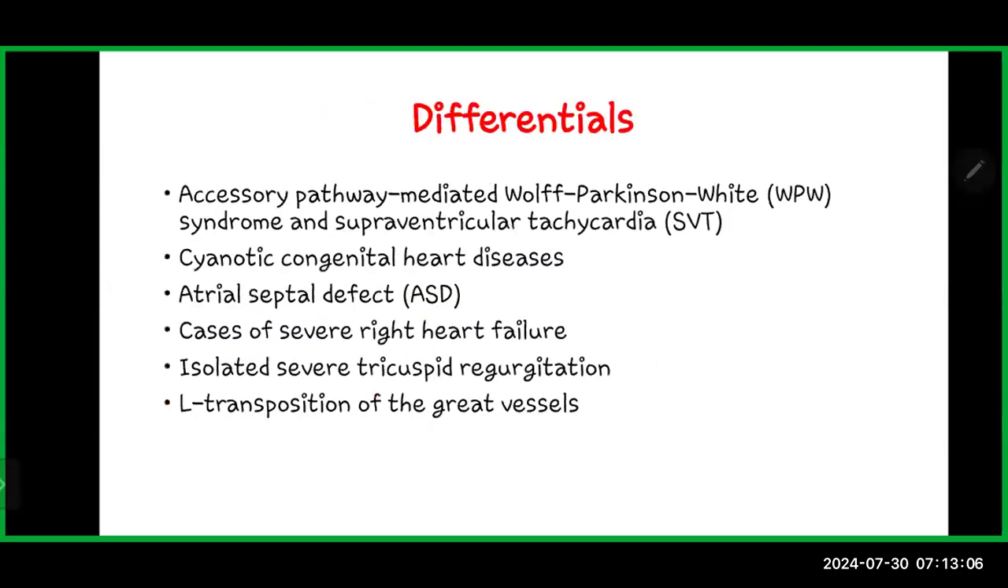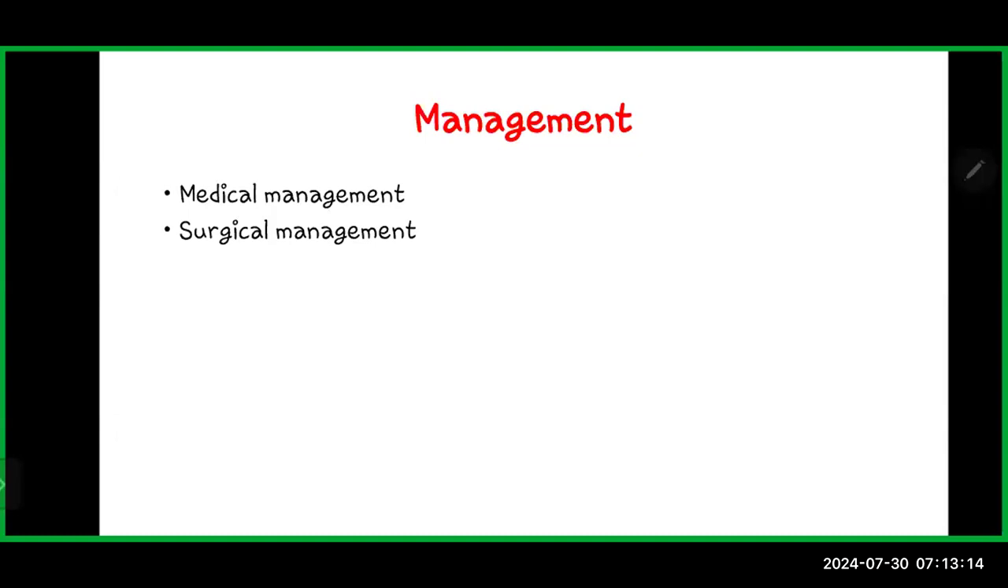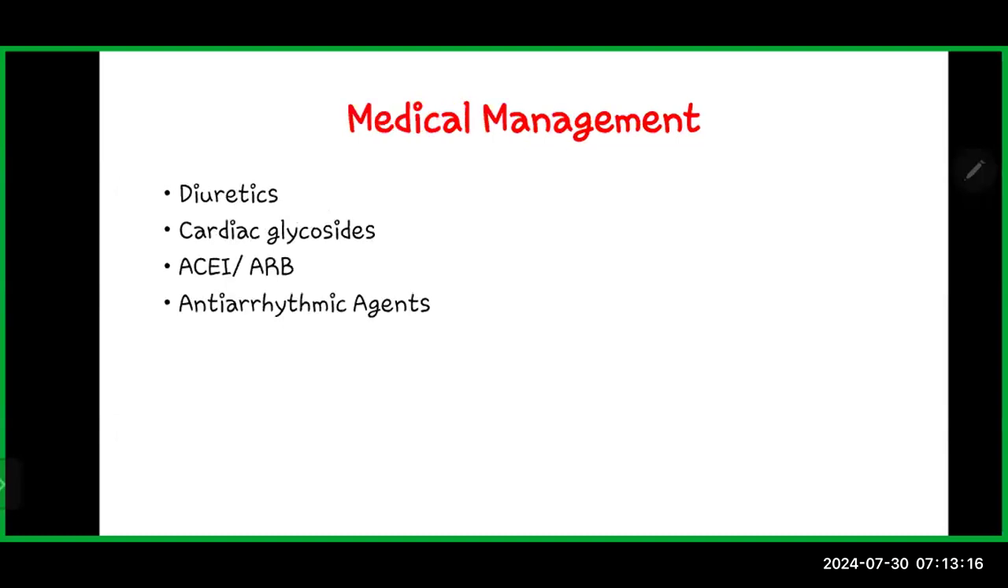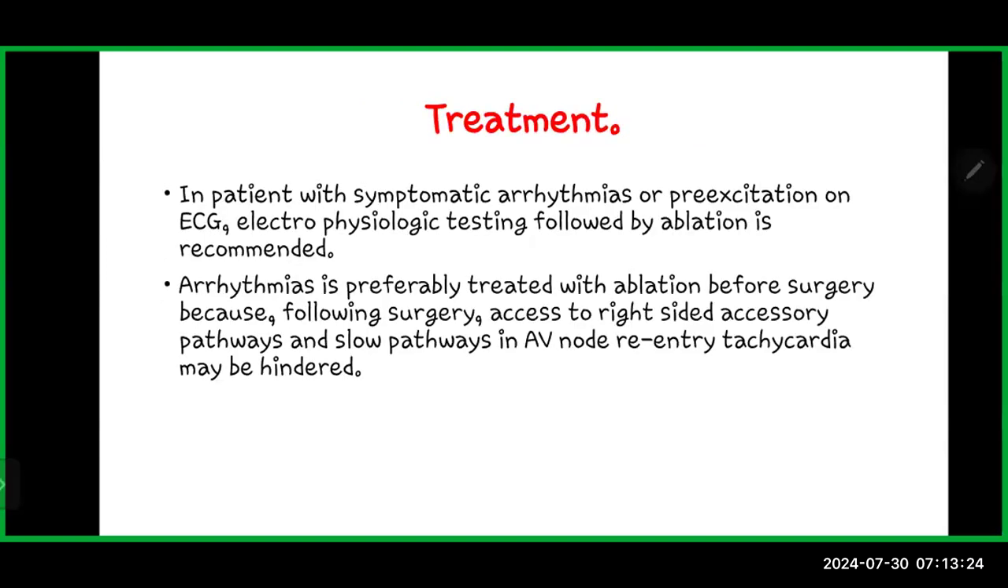For the differentials, we have Wolff-Parkinson-White, ASD, and isolated severe tricuspid regurgitation. Management can be medical or surgical. For medical, we can use diuretics, cardiac glycosides, ARBs or ACE inhibitors, and antiarrhythmic agents. In patients with symptomatic arrhythmias or pre-excitation on ECG, treatment is usually followed by ablation. Arrhythmias are preferably treated with ablation before surgery because following surgery, access to right-sided accessory pathways is slow and it can be hindered.